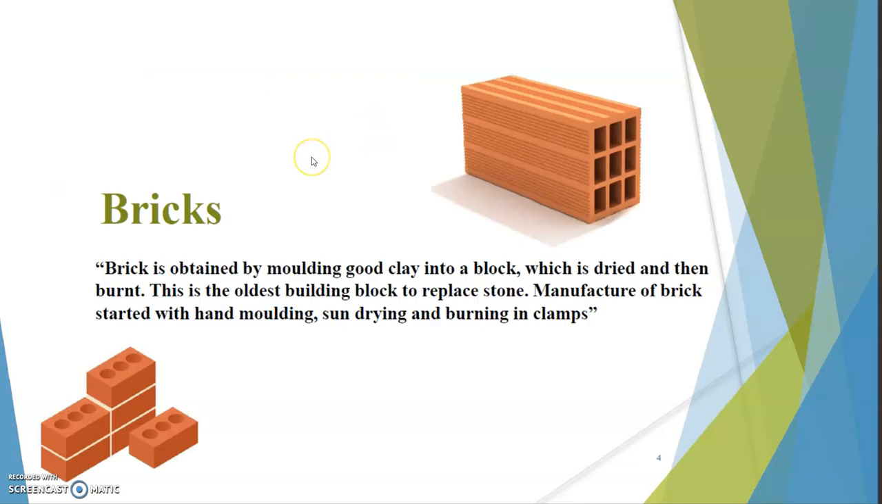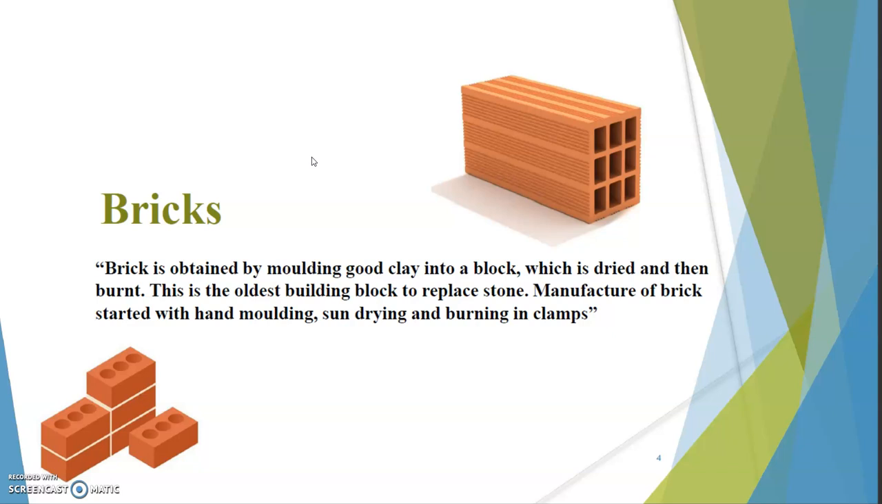So brick is obtained by molding good clay into a block. Understand, the raw material for making a brick is clay, which is dried and then burnt. So two processes are there. You have to mold the clay in a brick mold, then dry it, then finally burn it. So this is the oldest building block to replace stone.